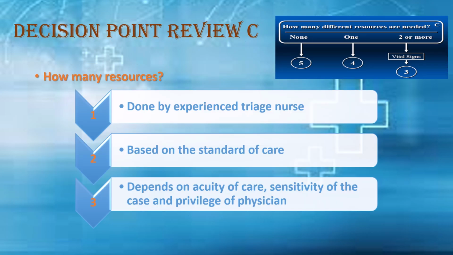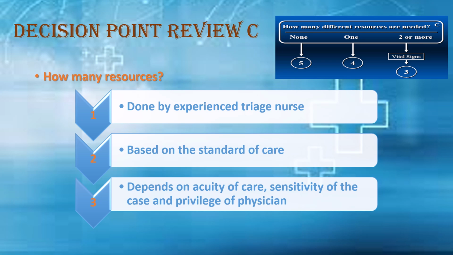Now, how many different resources are needed? If, as we can see, two or more resources are needed and the vital signs are not under the danger sign, it goes under level 3. If one resource is needed, it will go under level 4. If none, it will be under level 5.